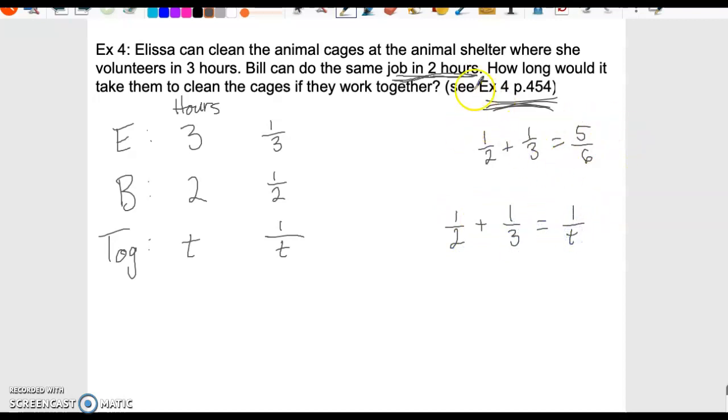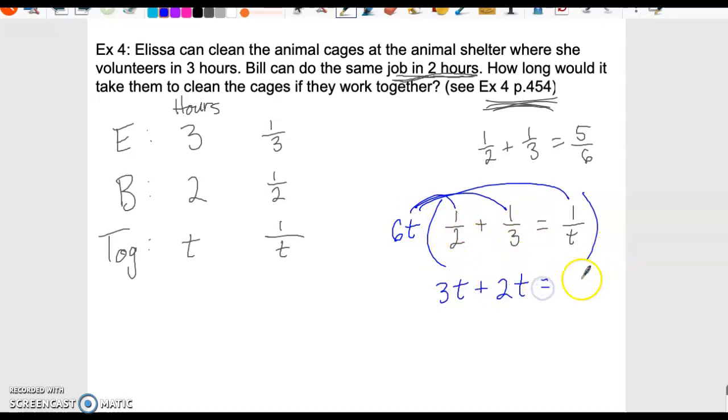But even though I just gave you that answer, I'll go ahead and work this out the way I would do this, which is getting the same denominator, which would be multiplying by 6t. So as I distribute 6t to all of these terms, 6t divided by 2 is 3t. 6t divided by 3 is 2t. And then the t's would cancel out, so 1 times 6 is 6. So we have 5t is equal to 6.